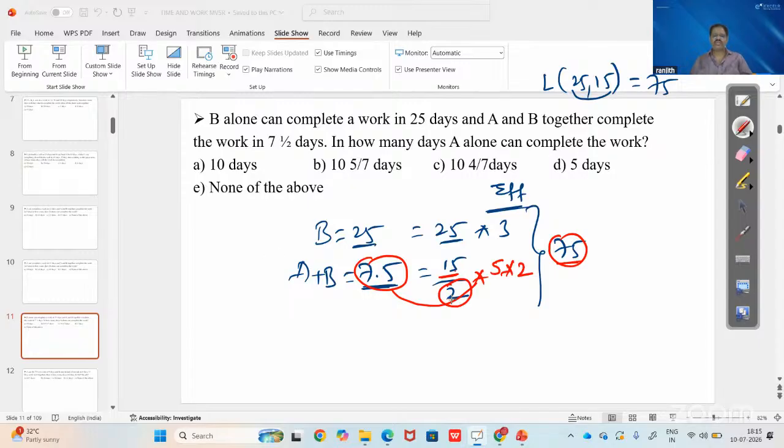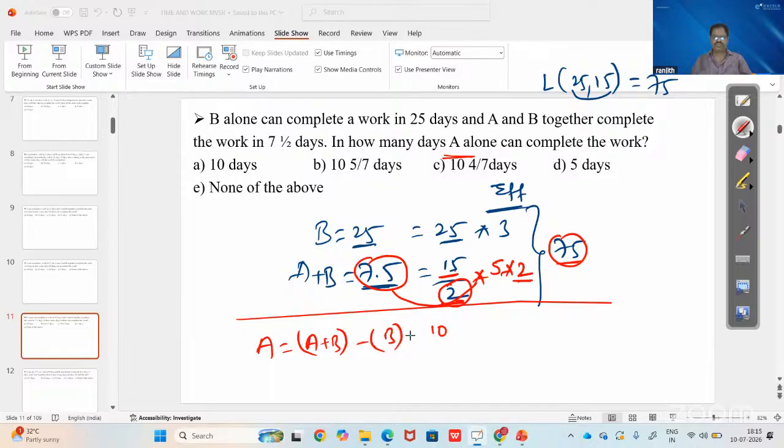Whatever the value in the denominator, we have to write it here. The sum of A and B equals 10. We need to find A alone, where A alone equals A plus B minus B, where B is cancelled. 5 plus 2 equals 10, 10 minus 3 equals 7. So total work equals 75, 75 by 7. So the answer is 10 5 by 7.